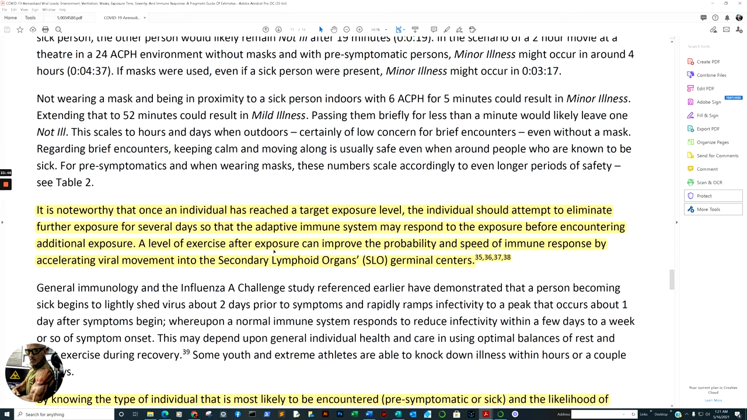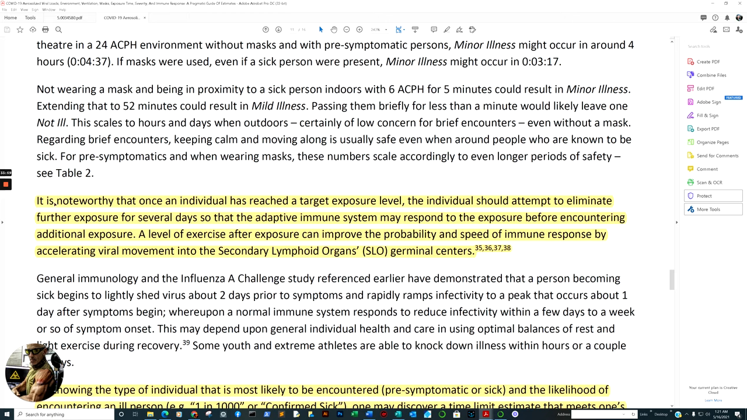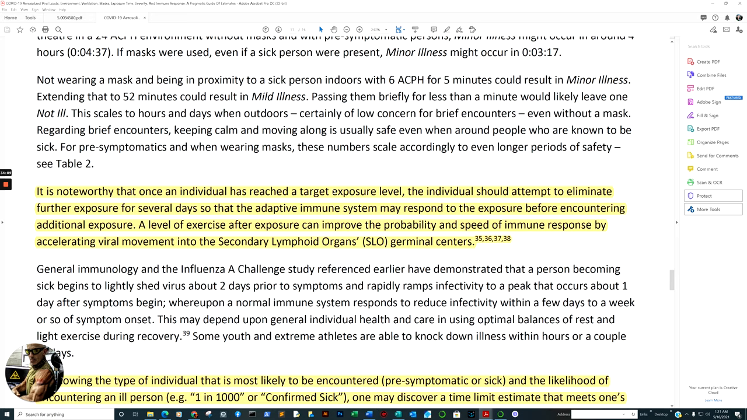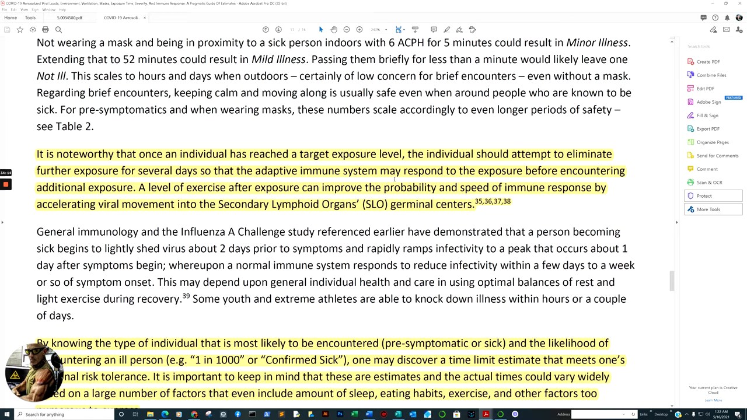A level of exercise after exposure can improve the probability and speed of immune system response by accelerating viral movement into secondary lymphoid organs, SLO, germinal centers. Again, I'm reading, I'm not using my own conjecture. However, to add publisher bias, that could explain the extremely low, I don't know of any study in reference to people getting COVID exposure in a gym. Study. Not talking about word of mouth. Studies. So that could possibly be why, because gyms tend to have very good ventilation and they have people exercising. Duh. To proceed.